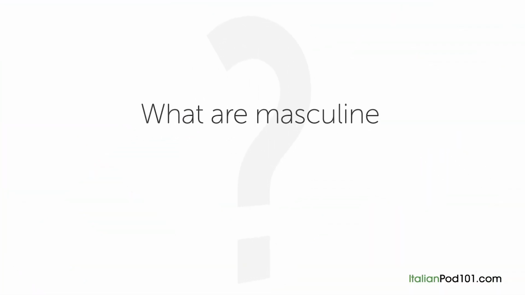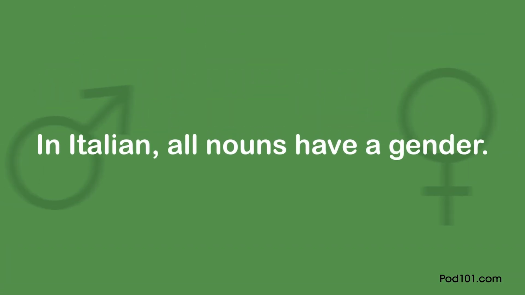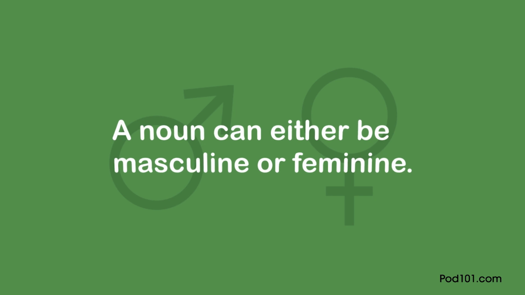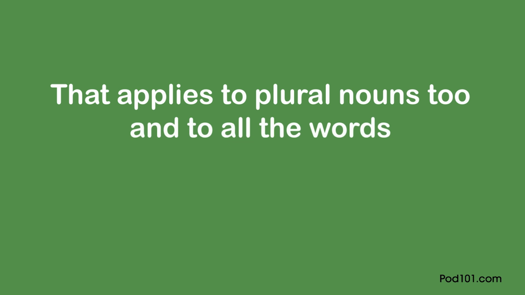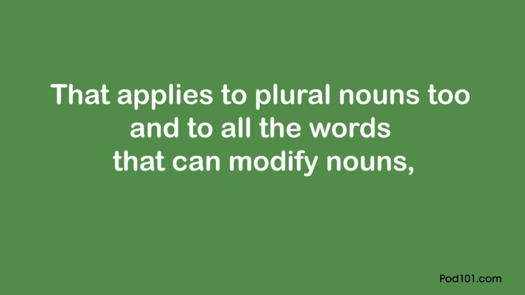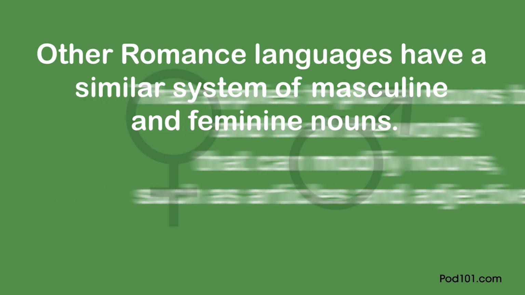The question for this lesson is, what are masculine and feminine nouns and how are they different? In Italian, all nouns have a gender. A noun can either be masculine or feminine. That applies to plural nouns too, and to all the words that can modify nouns, such as articles and adjectives.